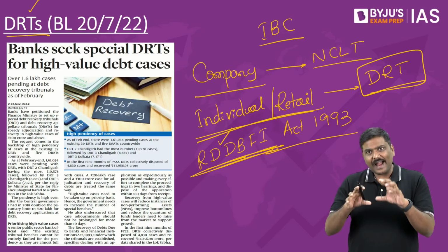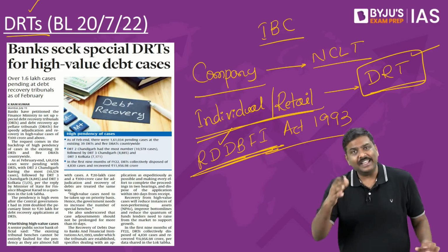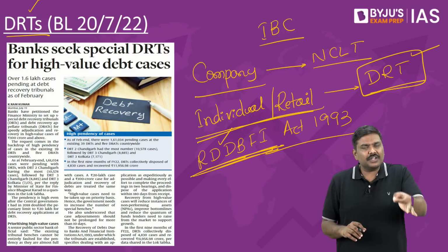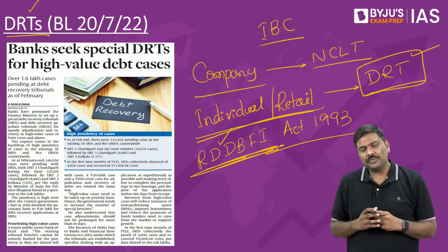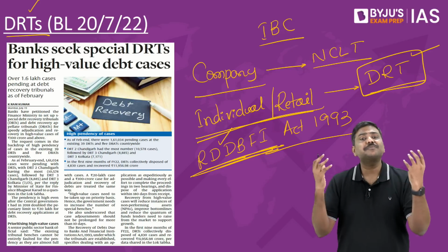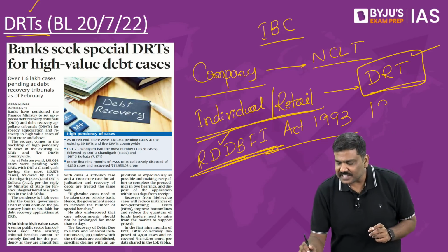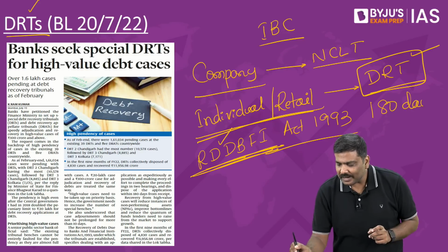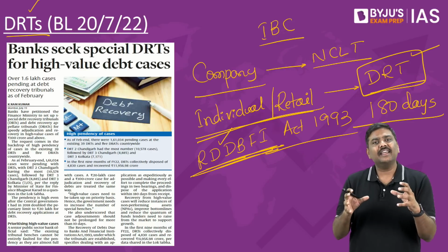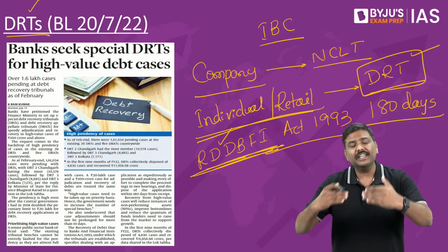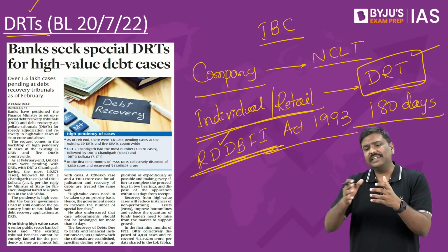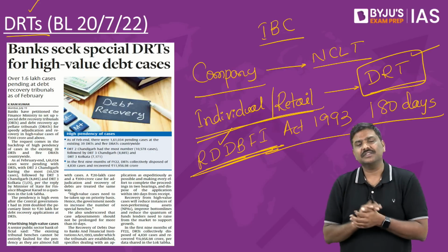And when this particular act was passed and we established the DRTs, the whole objective was to ensure that once an application is filed against an individual borrower, the DRT will take up this application and resolve this particular matter within a span of 6 months or 180 days. Of course, within this particular 180 days, we expected 2 sittings to happen, and the DRT will be resolving this particular case.